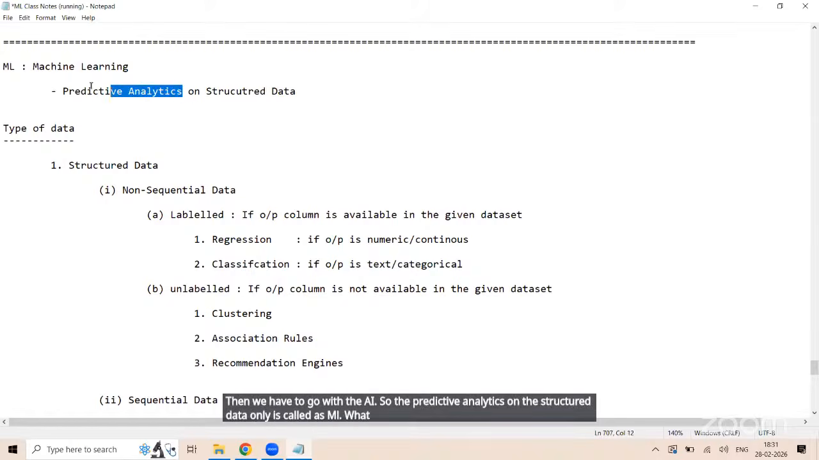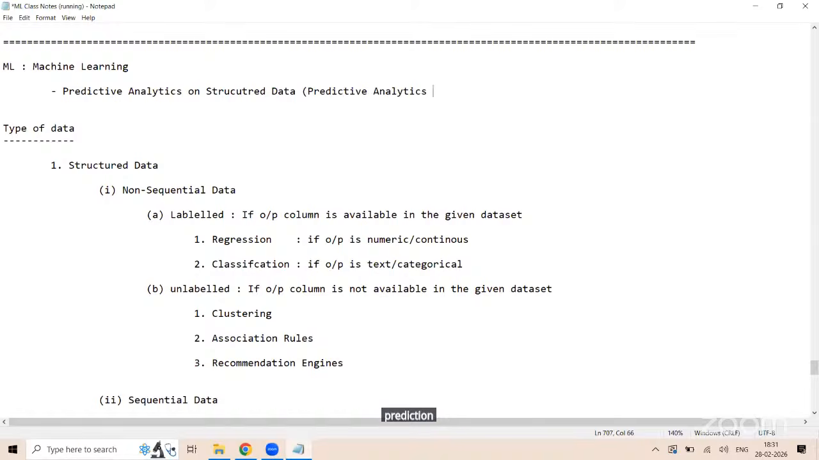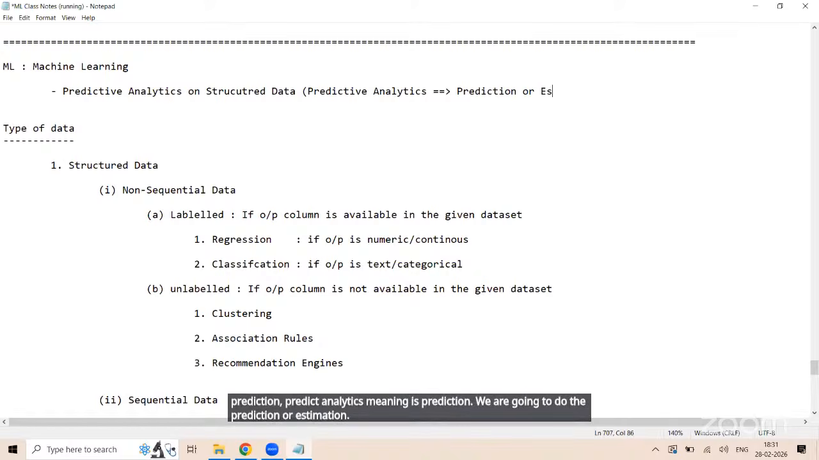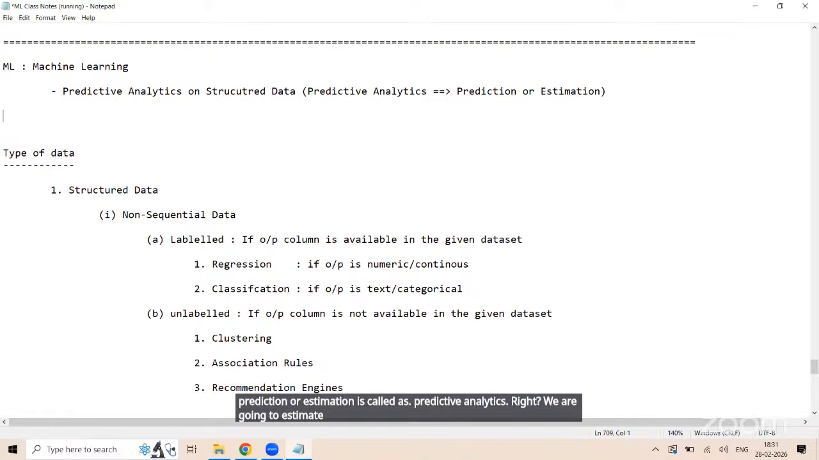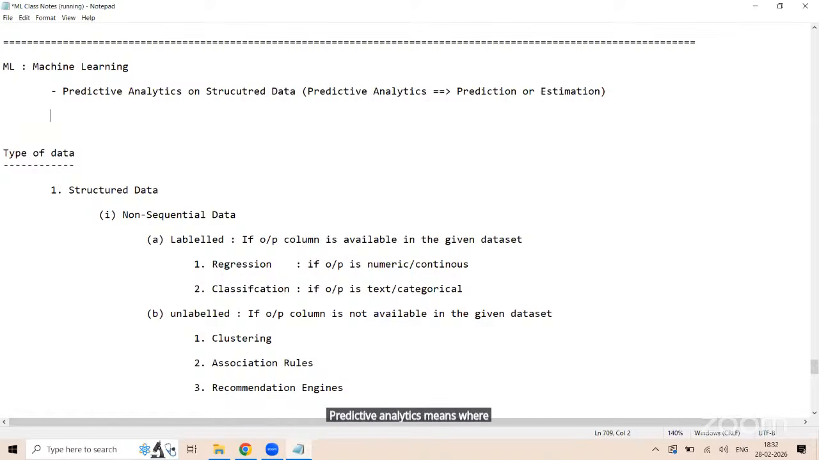What is predictive analytics? The meaning of predictive analytics is prediction. We are going to do the prediction or estimation. Right? We are going to estimate. How do we estimate? We identify the pattern behind the data. What pattern is there, and what things are inside it? Based on the patterns we have identified, we do predictive analytics, where we predict on future data.